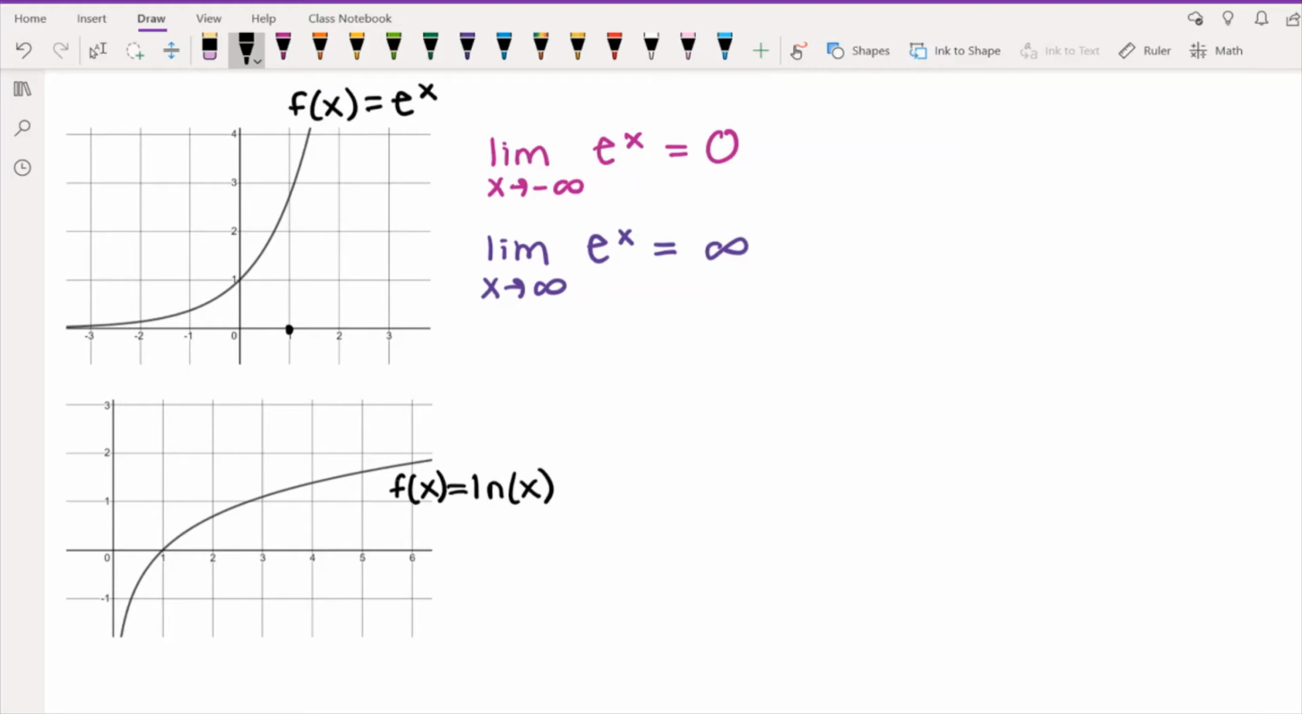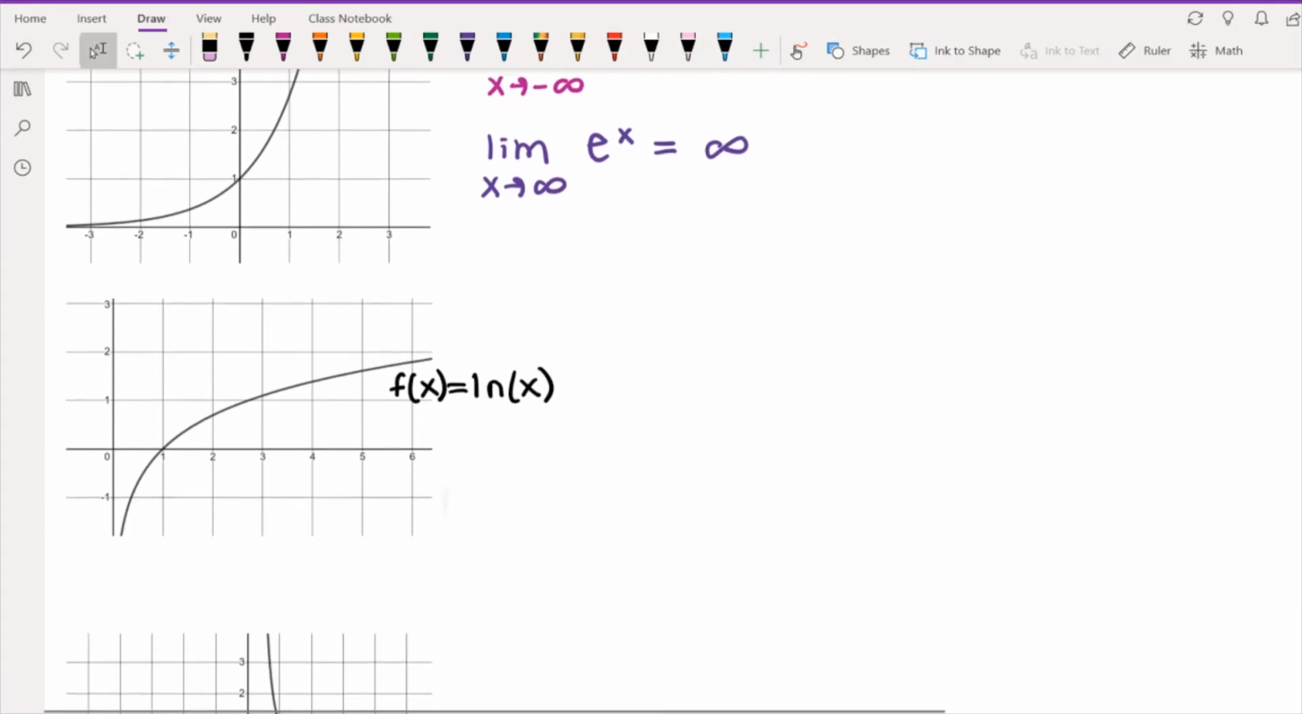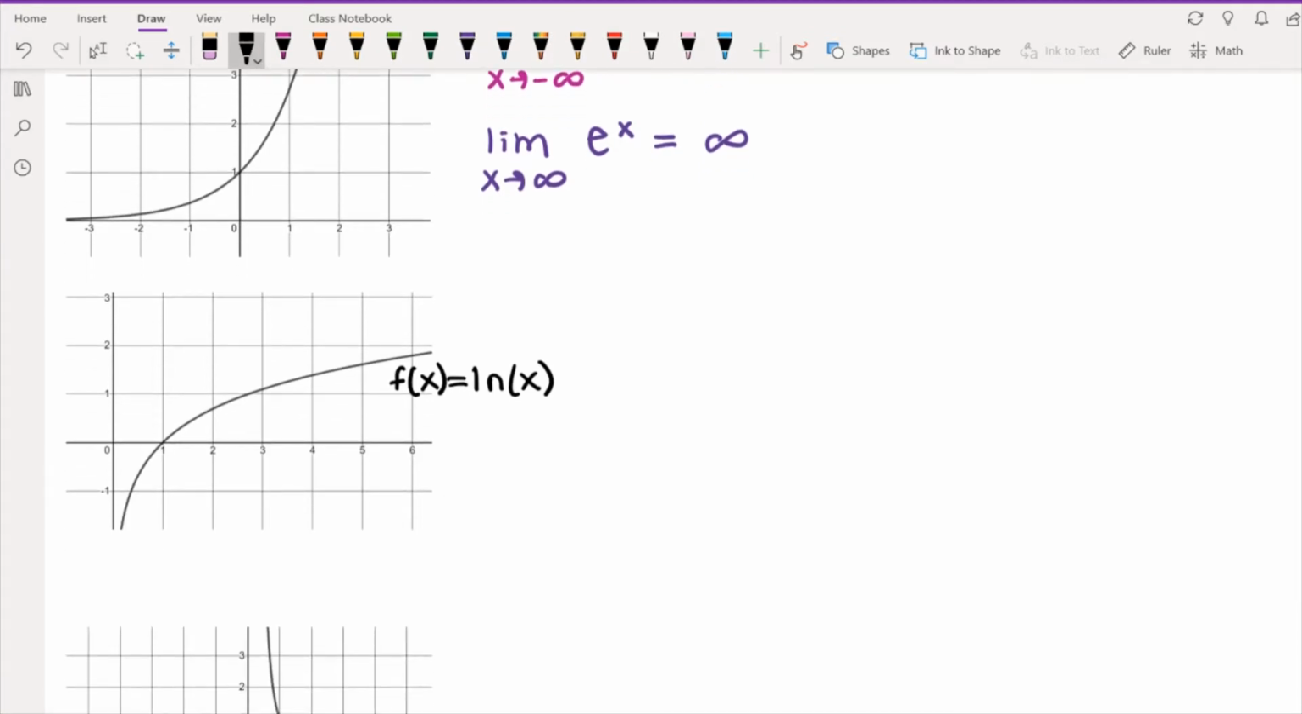So for example, there's a point at e, which is about 2.7, and then 1, and it would have a vertical asymptote instead of a horizontal asymptote. So it looks like that. That's the same as the graph that's down here. I just wanted to show you on this upper graph so you could compare them. So here's ln of x.